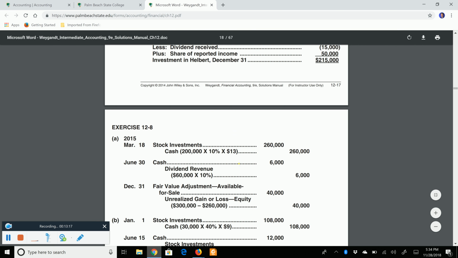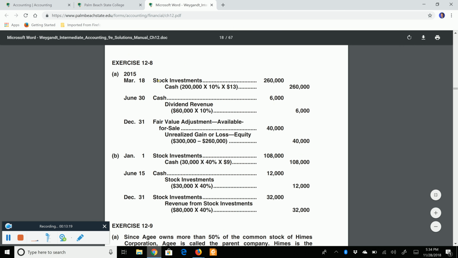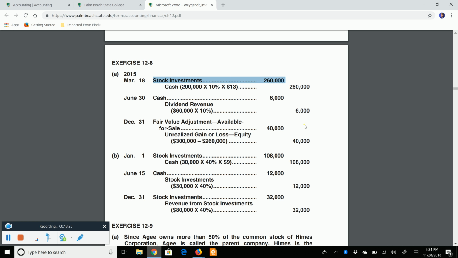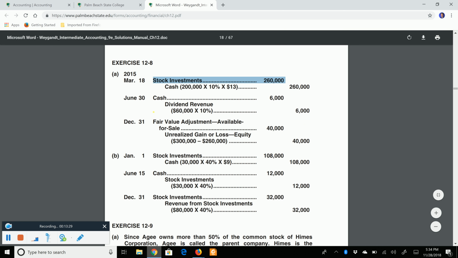So if we take a look at the journal entry for that, we're going to increase our investment account, and there's your $260,000. 20,000 shares times $13. And we wrote a big check, so we will reduce our cash account with a credit. So that is the original investment.